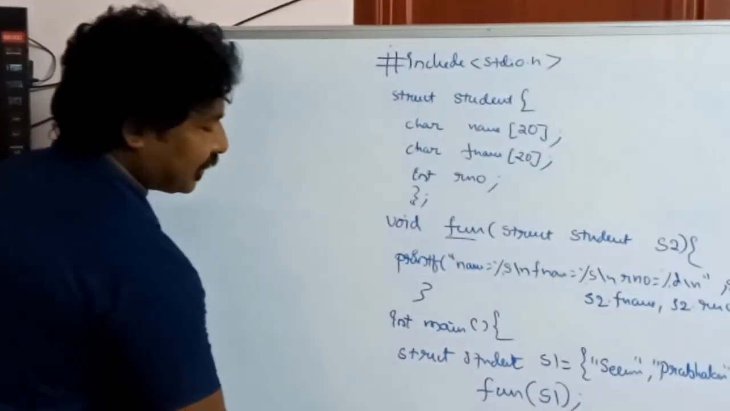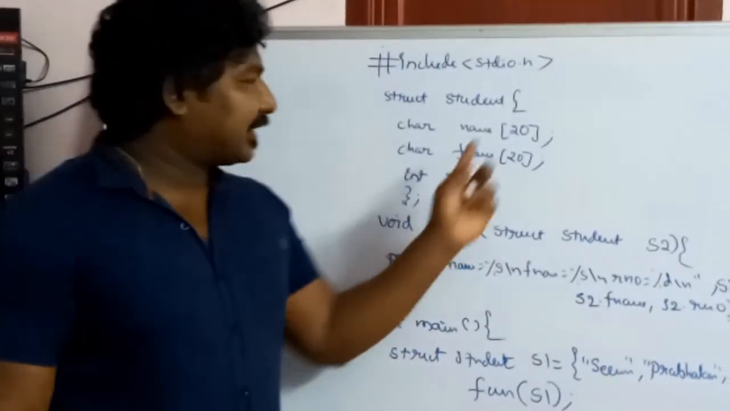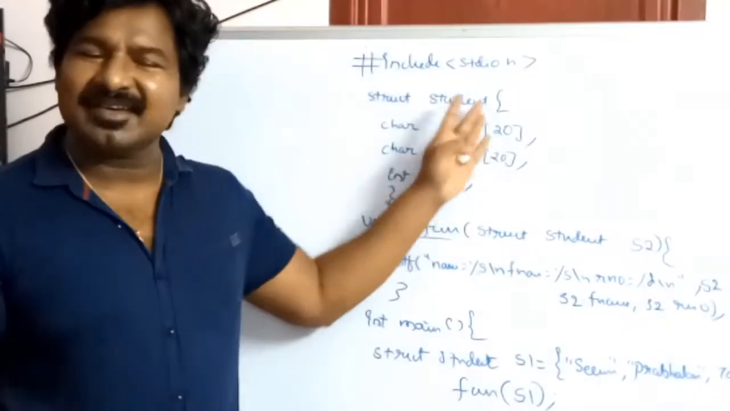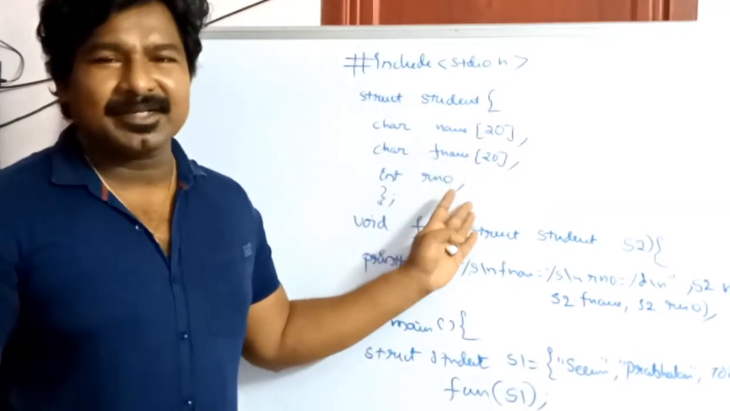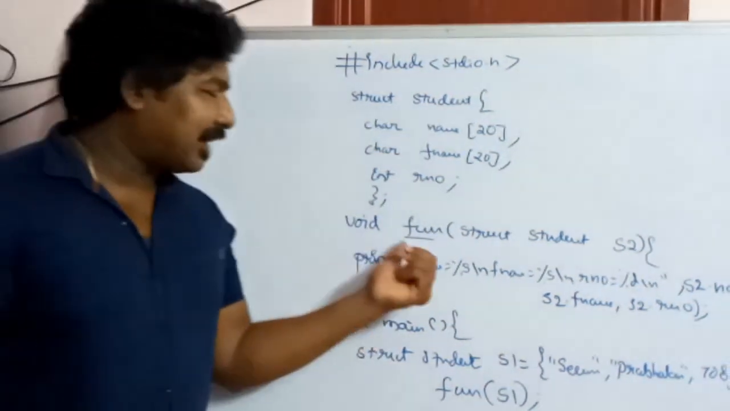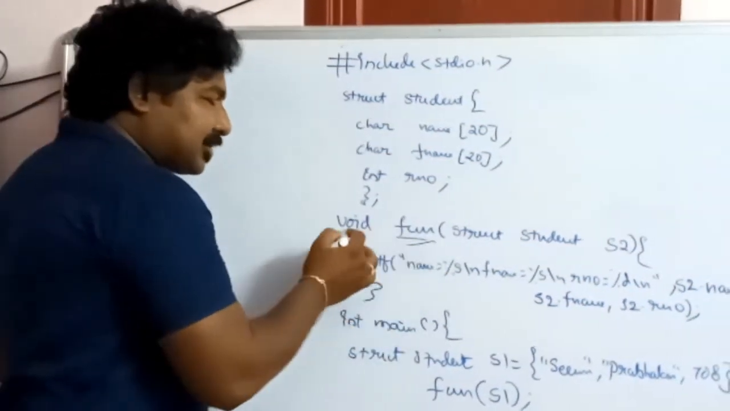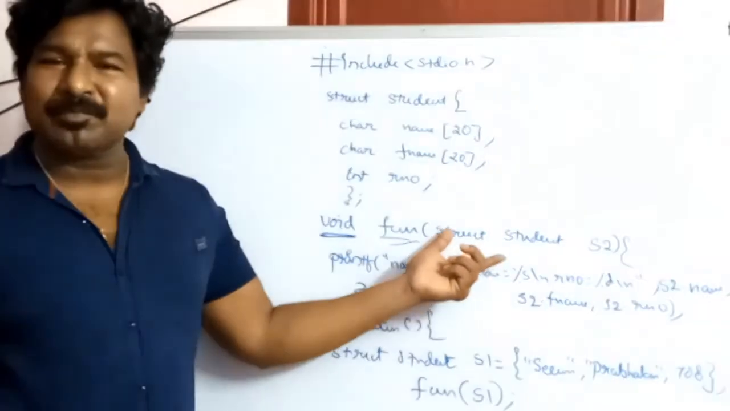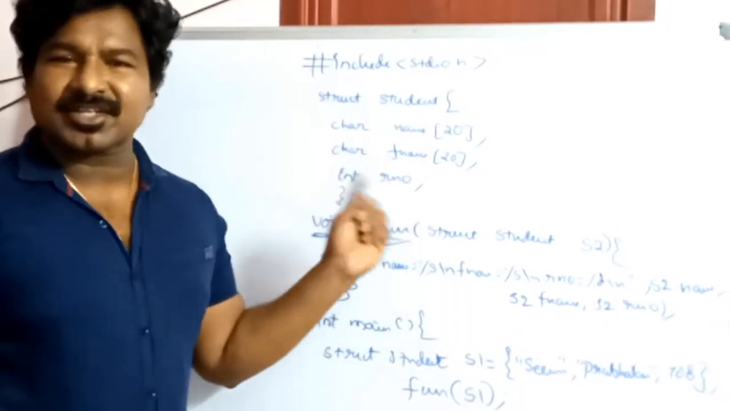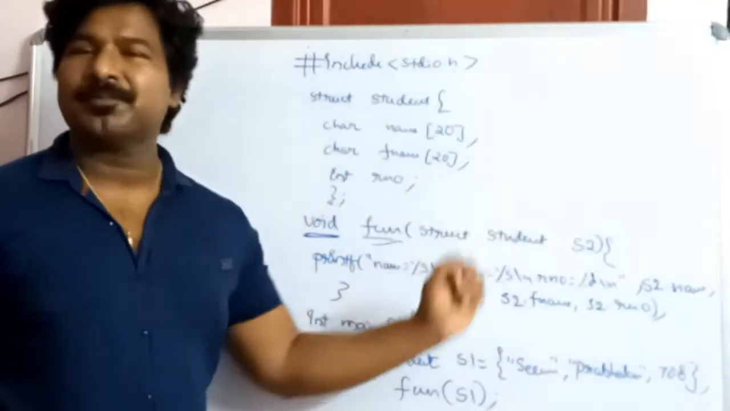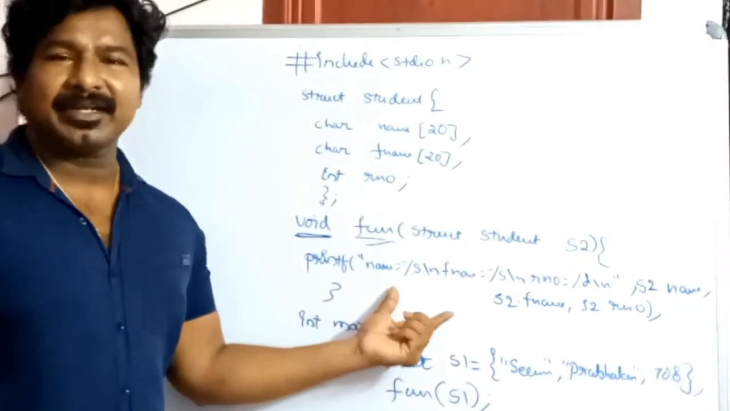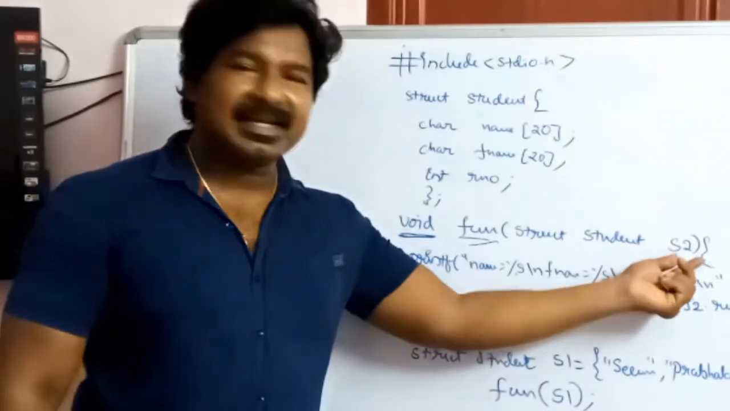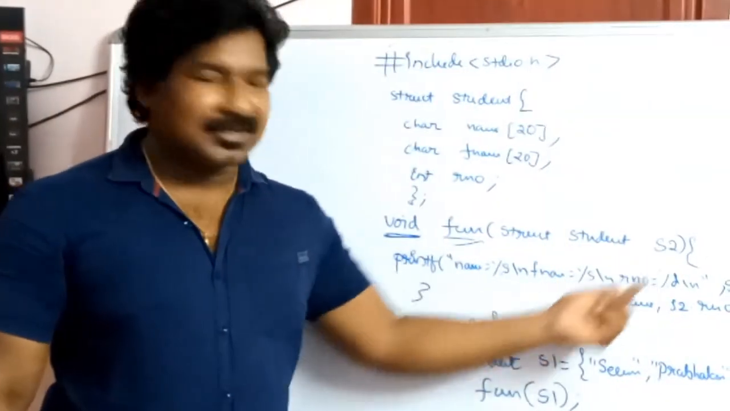Here you can see that I have declared a structure of type student with three members: a name, a father name, and a roll number. I have a function called fun. There is no return value, so I have declared the return type as void. But there is one parameter, which is of structure type: struct student s2. Here I am printing the name, father name, and roll number of s2. How will s2 get the values? s2 will get the values from s1.